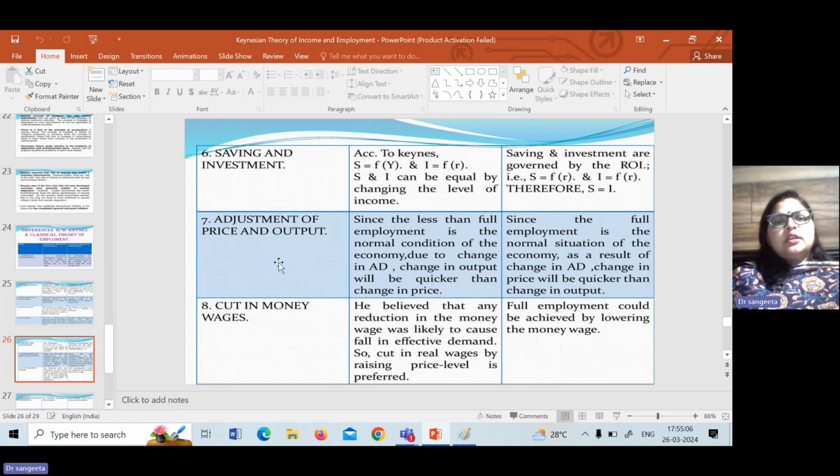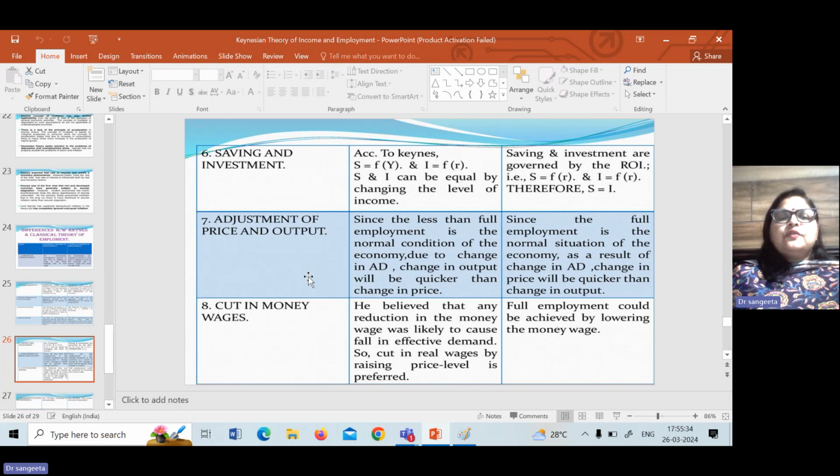Next, Keynes explains that saving is a function of income and investment is a function of the rate of interest. So saving and investment can be equalized by changing the level of income only, but in the classical theory, saving and investment are both functions of the rate of interest. That is why saving is also equal to investment.